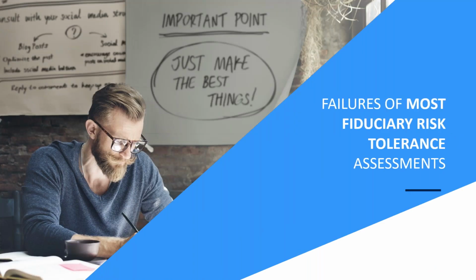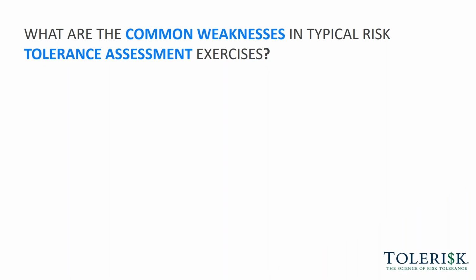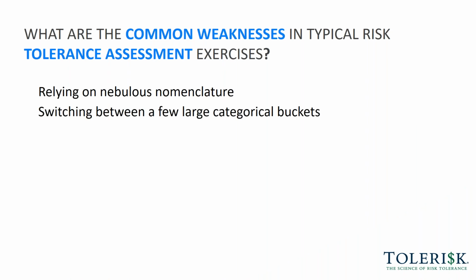So let's again get into some of the failures, the common weaknesses. We touched on some of these things. We're relying on nebulous nomenclature: aggressive, moderate, conservative. Those terms mean different things to different people, including different advisors. Switching between a few large categorical buckets.